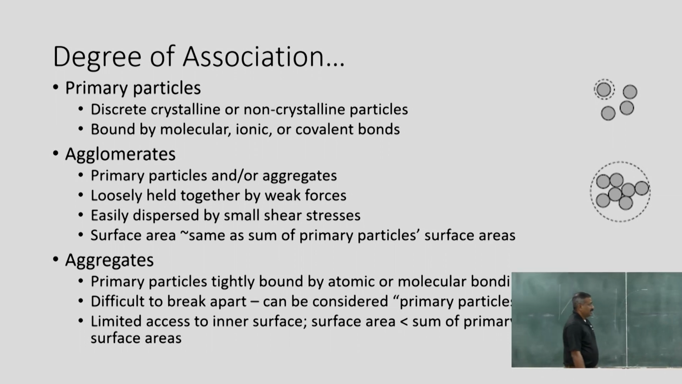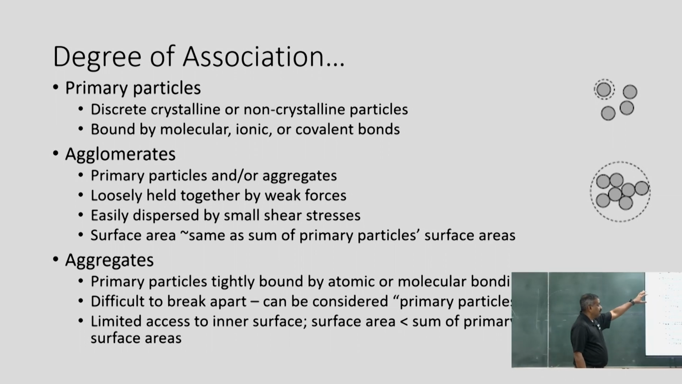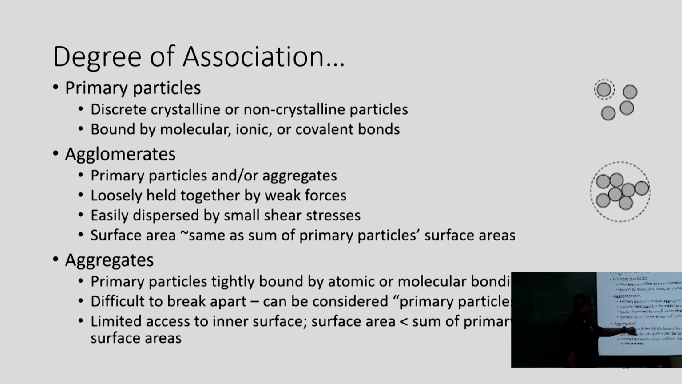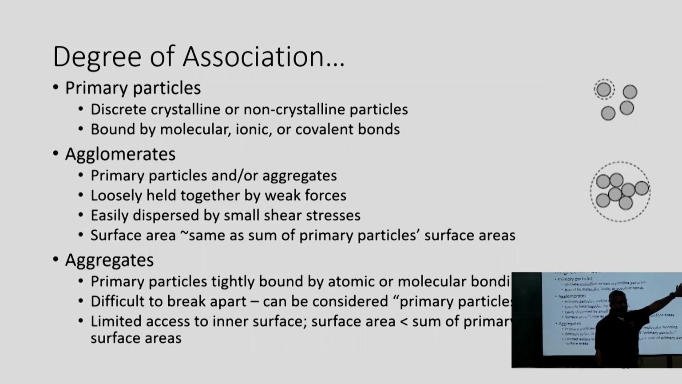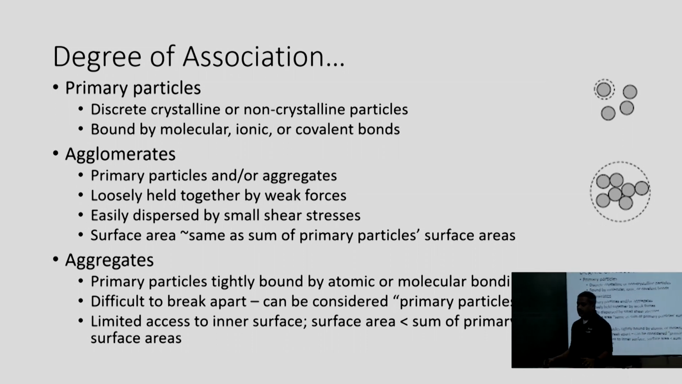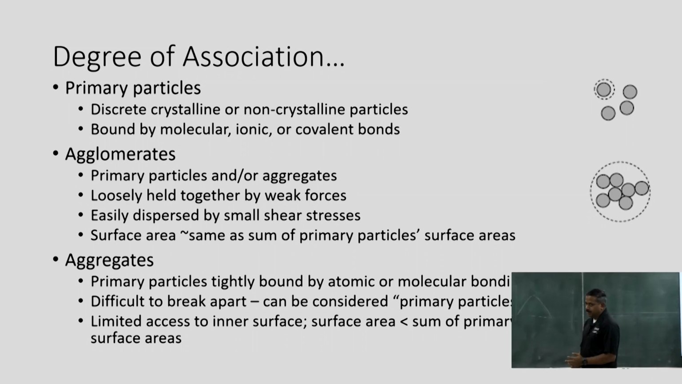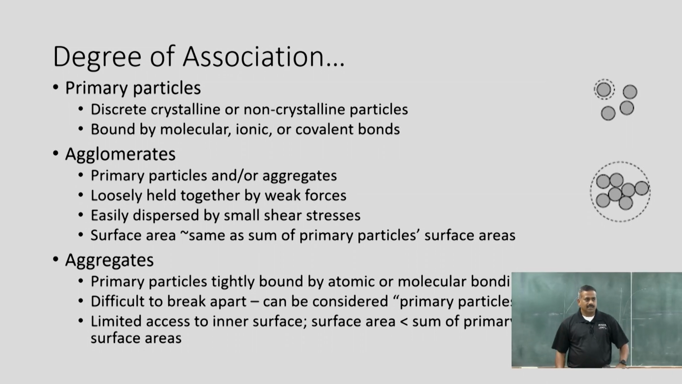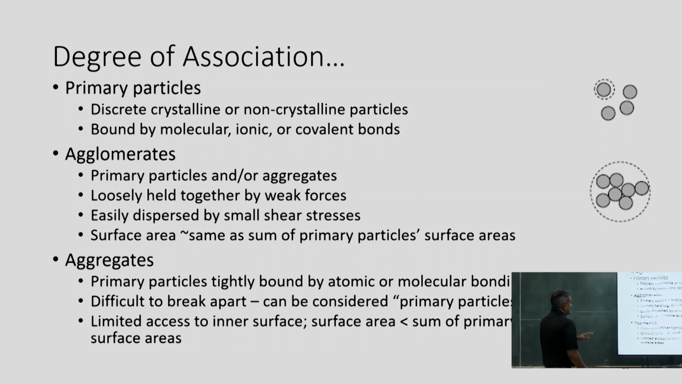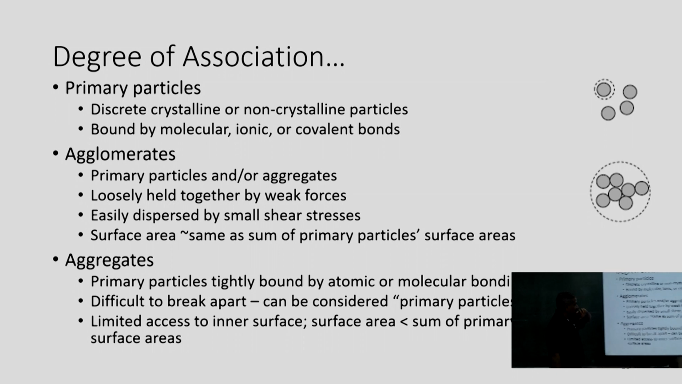And again, based on the degree of association, you can see primary particles, or agglomerates and aggregates. Primary particles, if you can make them individual, have no cohesive and adhesive bonds between them. For example, glass beads don't have cohesive and adhesive force, right? They do have, but very small. Those will be very primary particles.